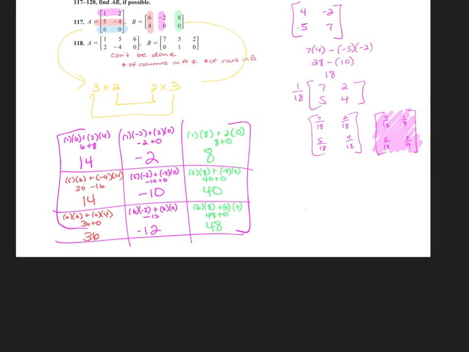And then we rewrite just the system, just the matrix. 14, negative 2, 8, 14, negative 10, 40, 36, negative 12, 48.